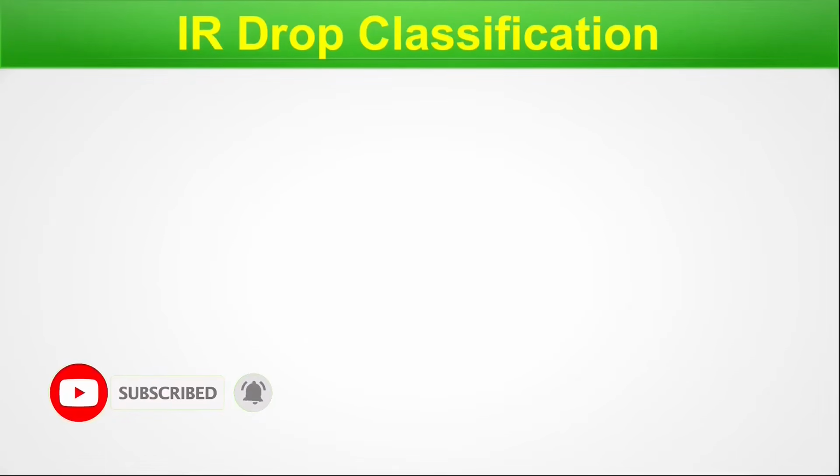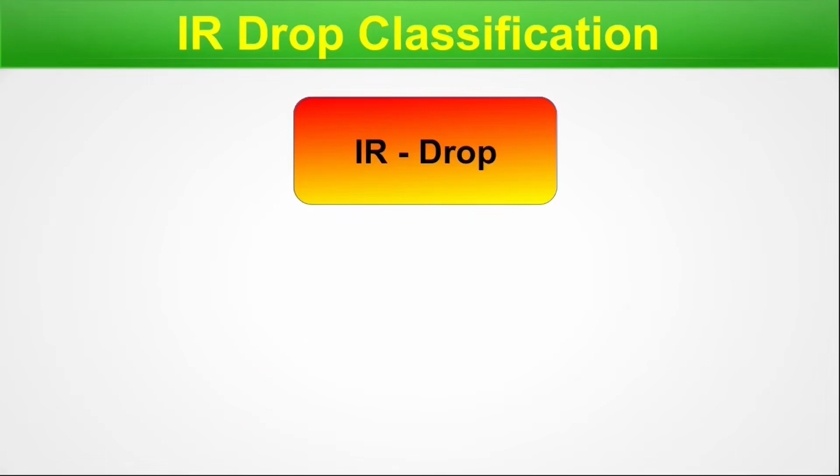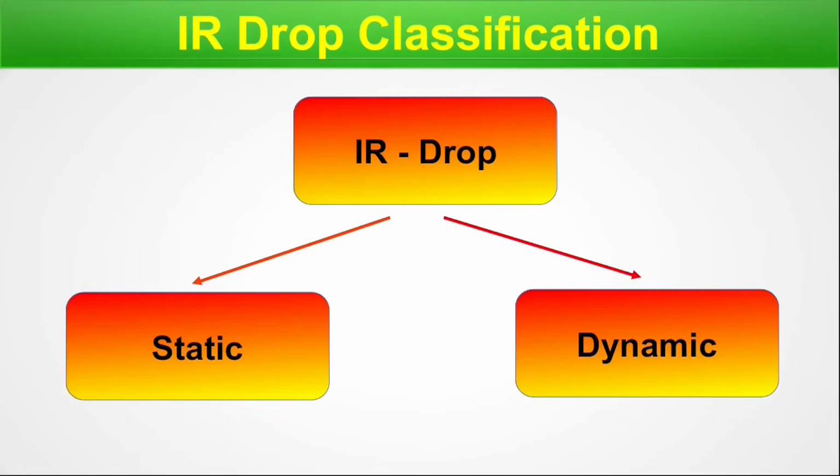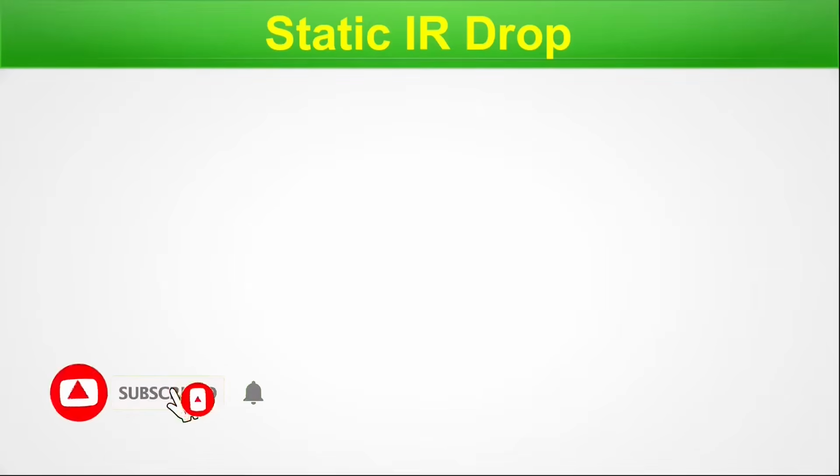IR-Drop classification. So we have our IR-Drop grossly aggregated in two parts. The first one is the static IR-Drop, and the next one is the dynamic IR-Drop. So this is a very simple classification. Now in upcoming slides, we will touch on both static and dynamic IR-Drop analysis one by one. We are done with this particular slide. Let's move on to the static IR-Drop analysis.